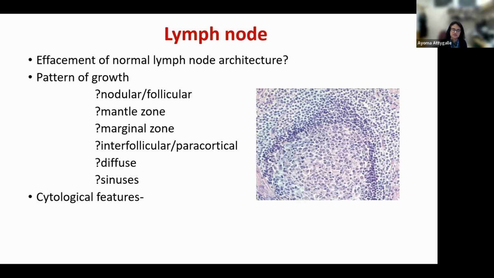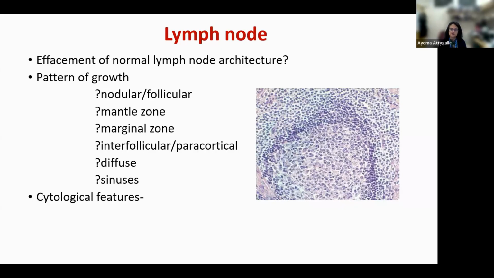And then we have to also assess the pattern of growth, because the pattern of growth will tell you quite a lot about what the possible diagnosis will be. But obviously, it doesn't tell you all, just on pattern of growth and cytology, because otherwise the older classifications would have been still applicable. So is it nodular or follicular? Is it a mantle zone pattern?